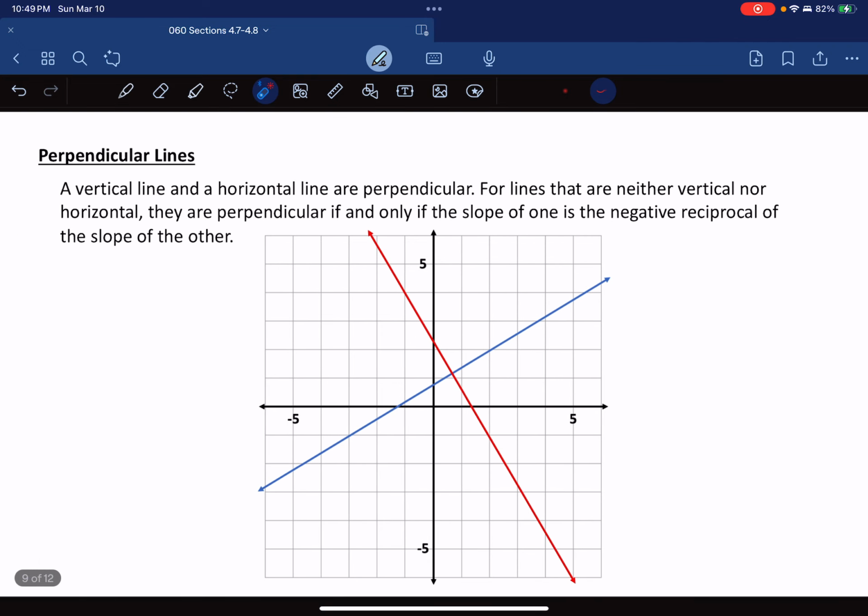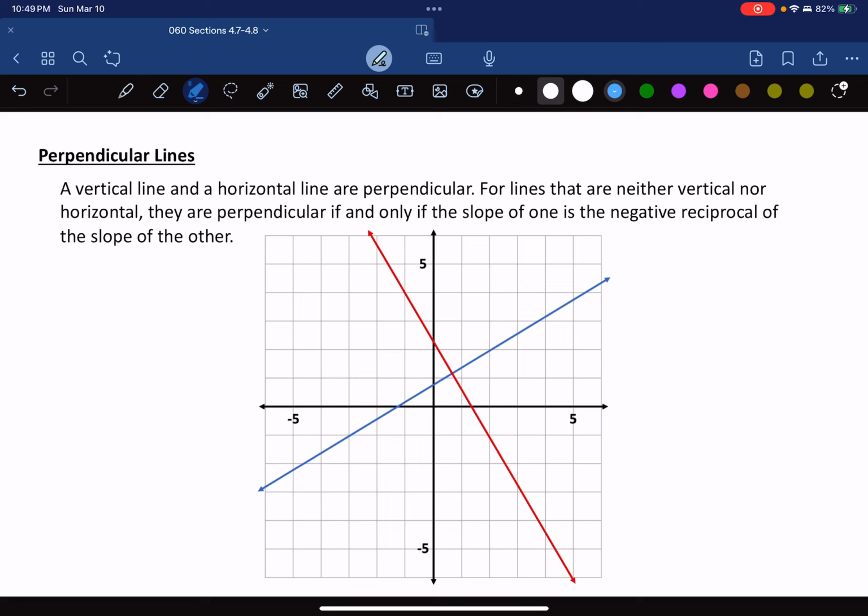For perpendicular lines, we have that vertical and horizontal lines are perpendicular. And we have to know that because, once again, vertical lines have no slope. So we can't compare their slope to anything because they have no slope. But we can know that a vertical and a horizontal line will always be perpendicular. But for any other set of lines, we need to analyze their slopes.